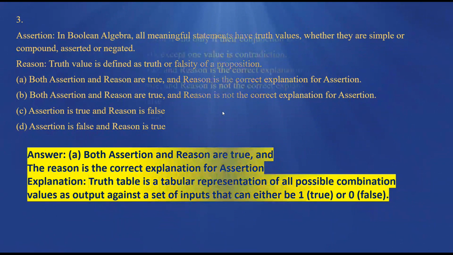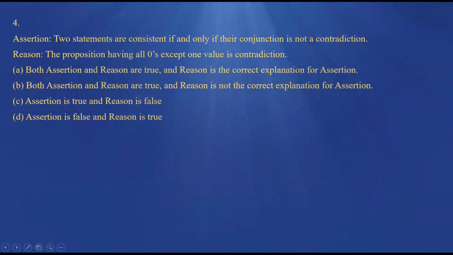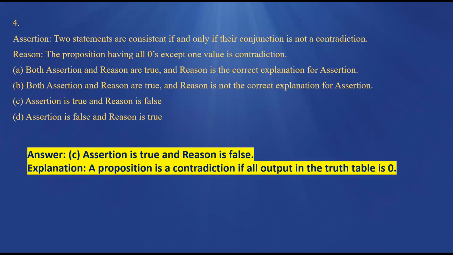Next question. Assertion: two statements are consistent if and only if their conjunction is not a contradiction. Reason: proposition having all zeros except one value is contradiction. Let's see the correct answer. The option C is the answer. Assertion is true, but reason is false, because the contradiction is only when all the outputs in the truth table are 0, whereas the first statement is absolutely true.